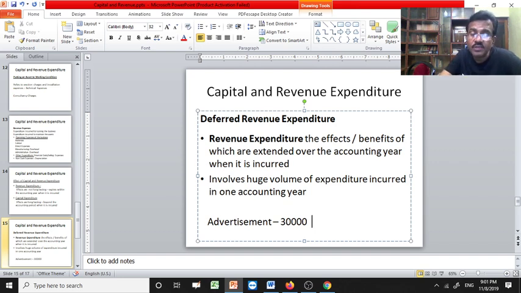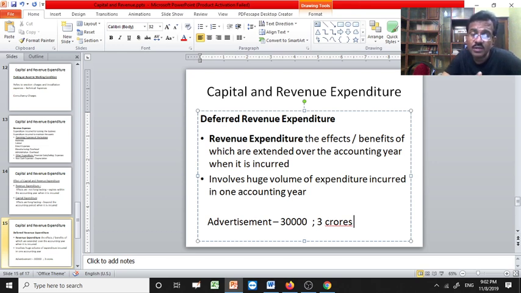But if the advertisement figure is not this figure, and you have hired a solid advertisement consultant, and they have done a tremendous propaganda, taken all sorts of marketing efforts, and you have spent 3 crores minimum, do you think it is fair to write off this amount in the profit and loss account? It is not, because the effect of this 3 crores of advertisement is going to last long. It is not going to be over in that particular period.